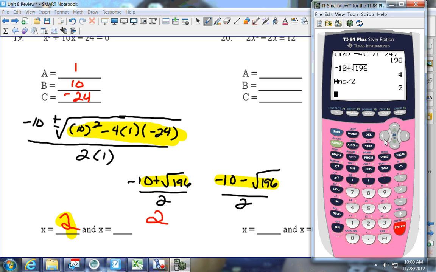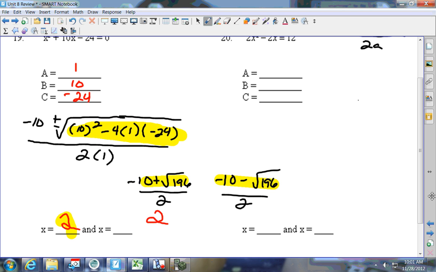The other one, we're going to put in negative 10 minus the square root of 196. Press enter. And divide by 2. And it is negative 12. You said 12. It's negative 12, so that's the other solution, negative 12.